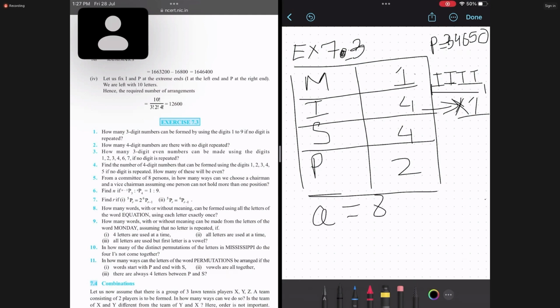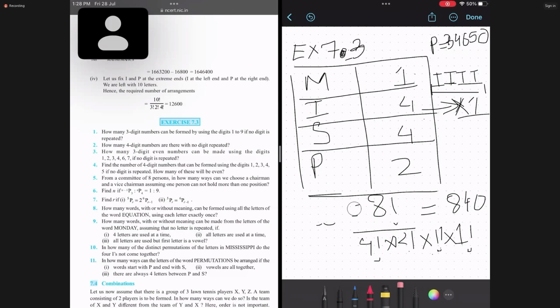So considering all four I's together as a single letter, the permutations that are possible, denoted by Q, will be 8 factorial, the total number of letters now, divided by 4 factorial because S is repeating, into 2 factorial, into 1 factorial, into 1 factorial. Correct. Because I've treated I as a single letter and M as a single letter. So I get Q as this, and when I calculate that, Q comes out to be 840. Correct. So I have P, I have Q. All that is remaining from my side is to calculate the difference, and that is going to be my final answer.